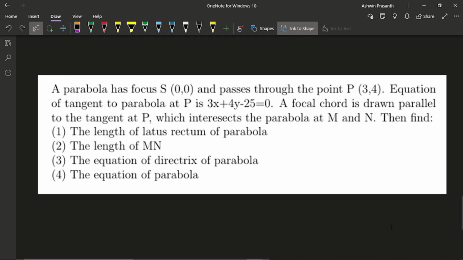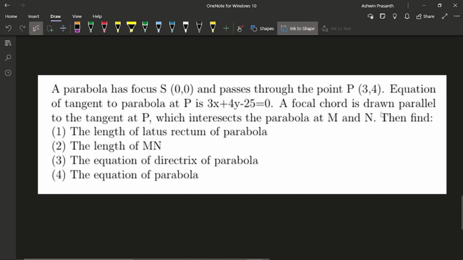Hello everyone. Today I have this question on parabola, which is an original. It's a subjective question. This is the statement. A parabola has focus S at the origin and passes through the point P(3, 4). The equation of the tangent to the parabola at P is 3x + 4y - 25 = 0.